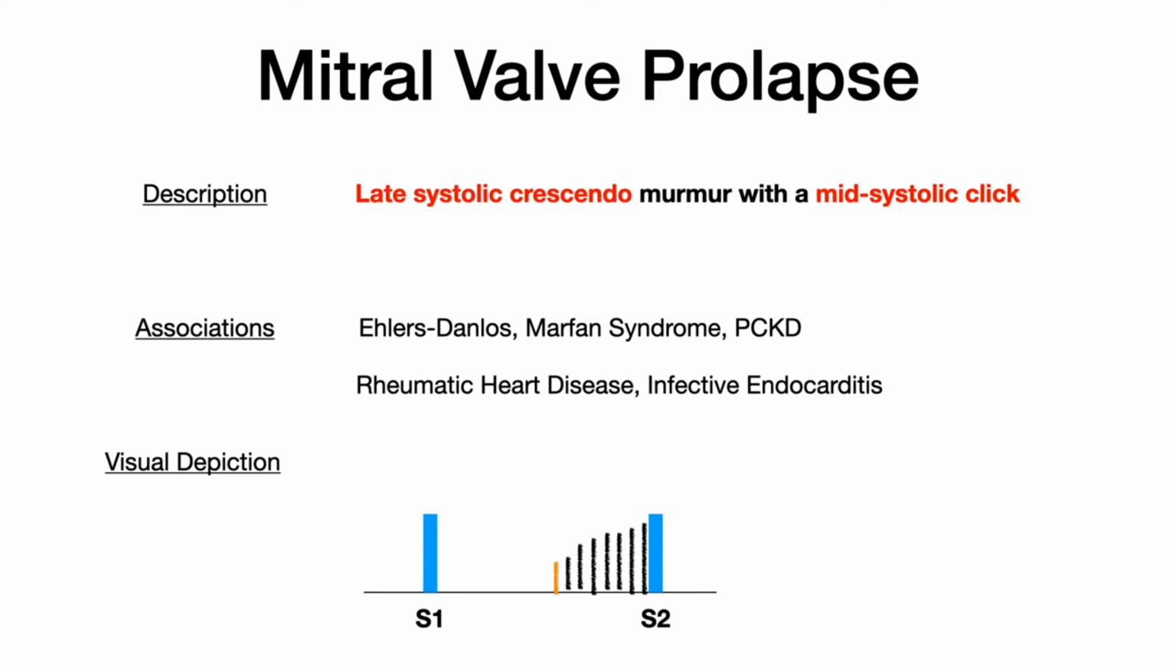So when your headphones are on, if you hear that click, your team has to click, you're the MVP, mitral valve prolapse. So when we listen to mitral valve prolapse, we really need to pick up on that late systolic crescendo murmur with the mid-systolic click. So I'm going to play that for you now.